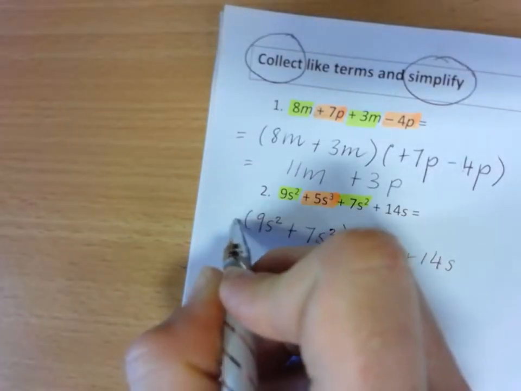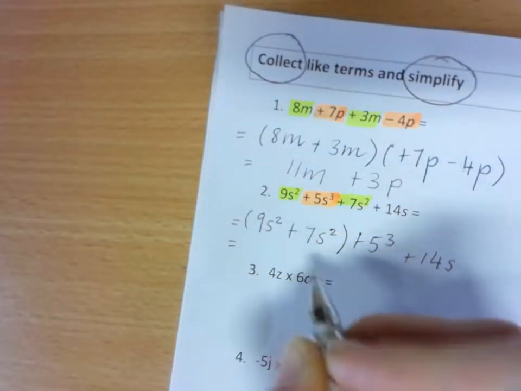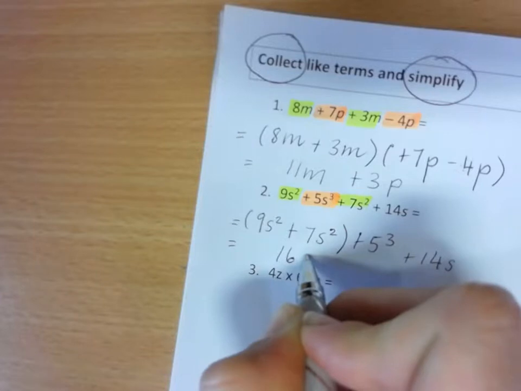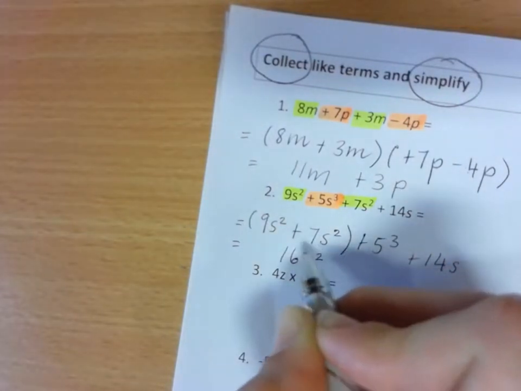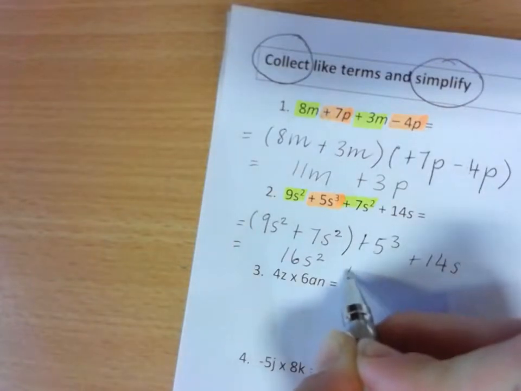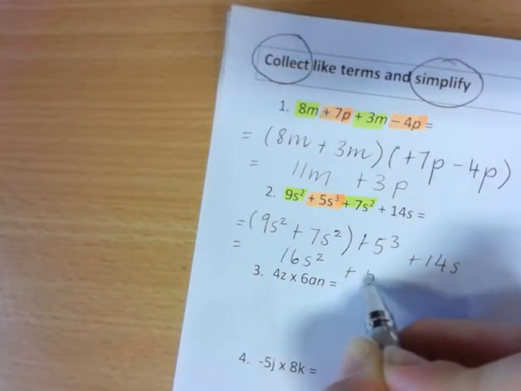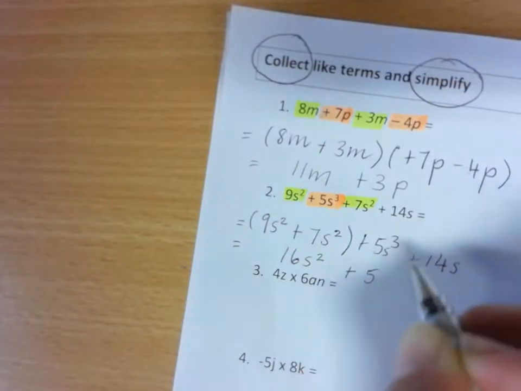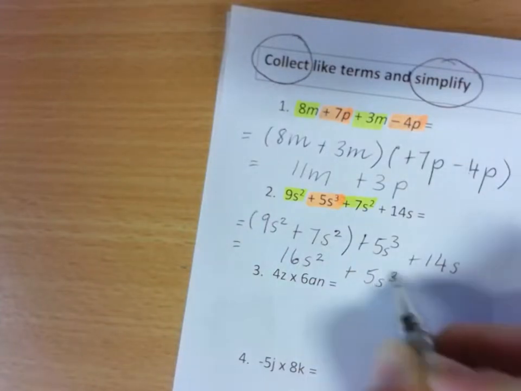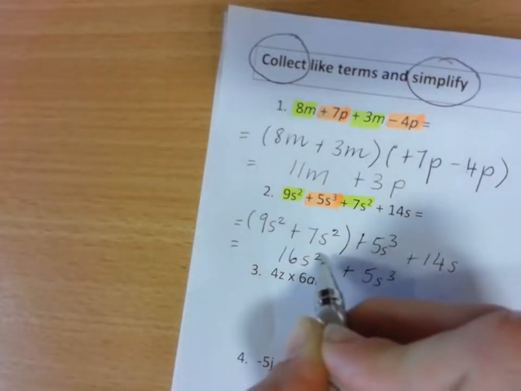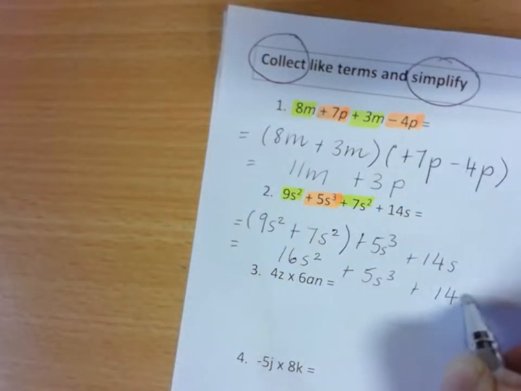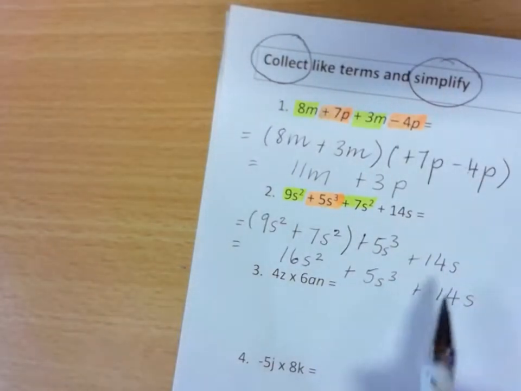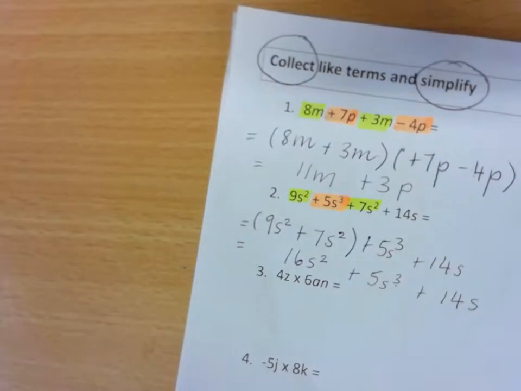Your simplified expression is 9 and 7 is 16 s squared. So that doesn't turn into a 4, it's just that you've got 16 of these s squared. Okay, and then we've got 5s cubed. Because this is a cube, it can't go with your square. Okay, and because that's just 14s, it can't go again with the cubed or the squared s.